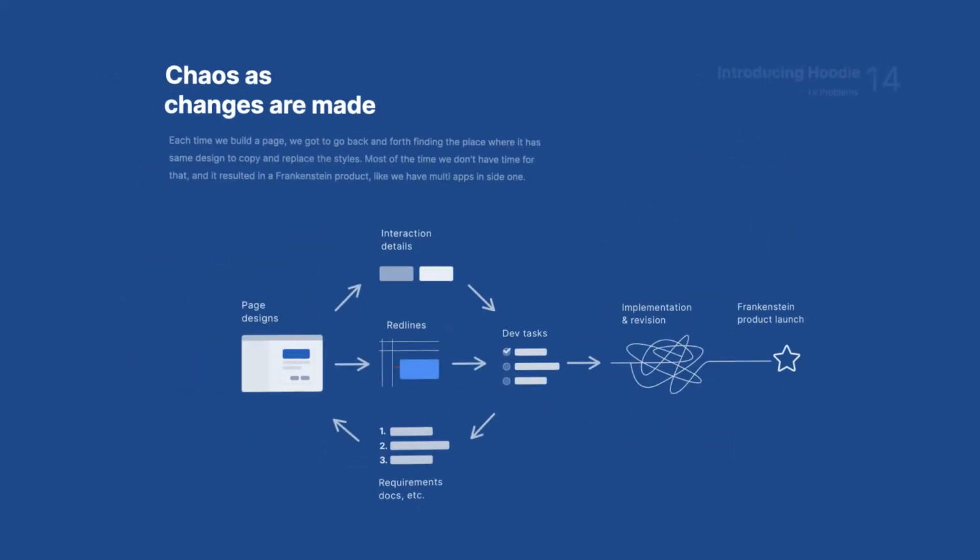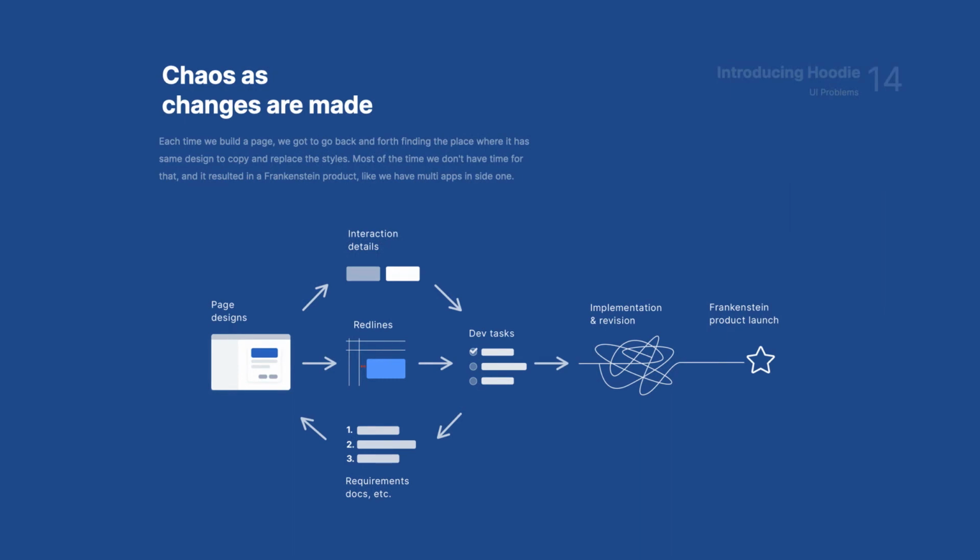So here with the old way, each time we build a page, innovate or modify UI, we have to go back and forth finding the place where it has the same design to copy and paste, replacing the slides, and go scouting to see if this matches other places. And here I'm talking about both the design and development side. Most of the time we cannot afford that much, and we are pressured by the timeline, and that resulted in inconsistencies, a Frankenstein product, like we have multiple apps inside just one.